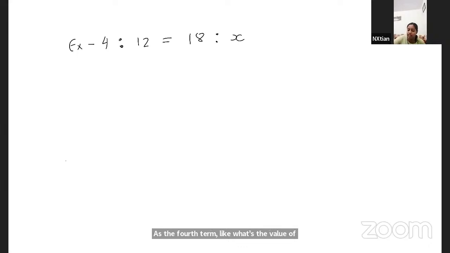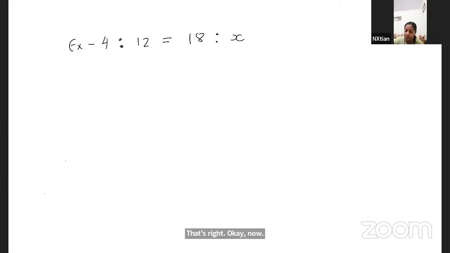So again, the method we follow in proportion. Excuse me, ma'am. Yes, Anaya. Will the answer be 54? 18 is to 54. Yes, the answer will be 54. That's right.